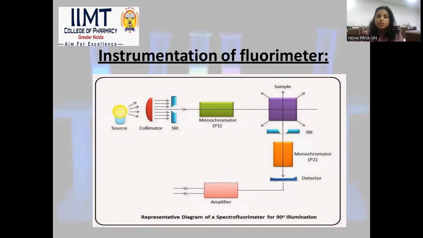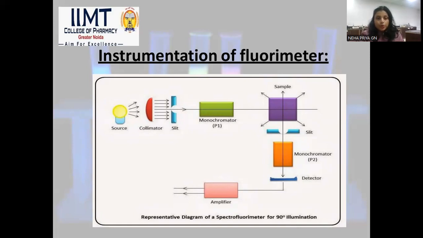Next, we'll move towards the instrumentation involved in fluorimetry. In all the spectroscopy techniques, one thing is common. If we are not giving a radiation source, then it's not spectroscopy, because, as I mentioned in the earlier classes, spectroscopy is whenever we give EMR radiation. So the first thing in the instrumentation of any spectroscopy will be the radiation source.